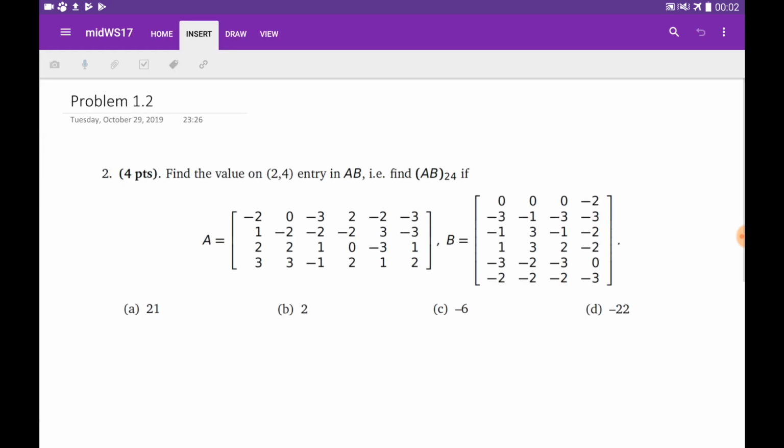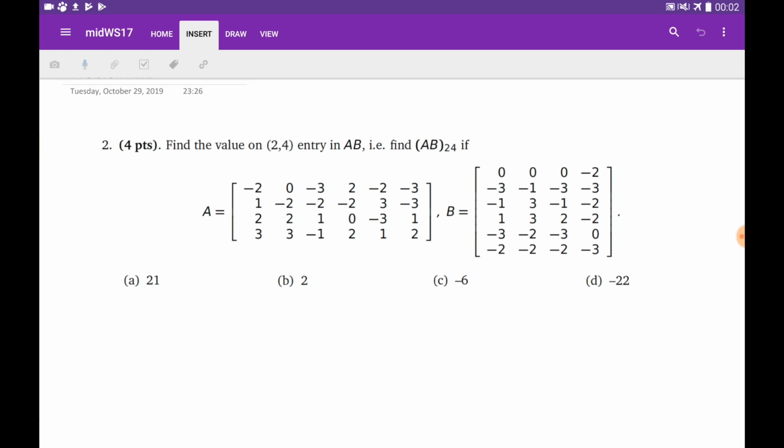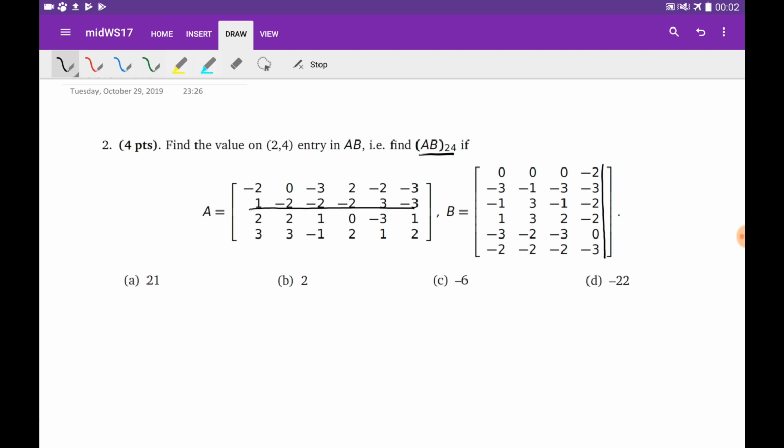For the second problem, we need to do the multiplication of these 2 huge matrices. But I just need to find one entry of the resulting matrix, the entry at position 2, 4. In order to obtain this, we need to multiply the second row of the first matrix by the 4th column of the second matrix.